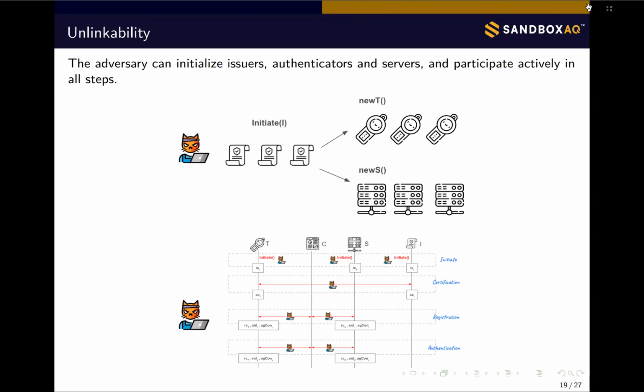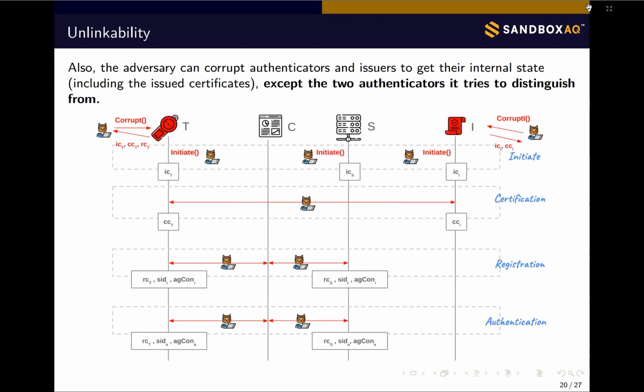And then for anonymity, we allow the adversary to initialize issuers, authenticators, and servers, and participate also actively in all the steps in initialization, registration, and authentication. Also, the adversary can corrupt authenticators, can get the internal information of authenticators, except the two of them that it is trying to distinguish between, and also can get the internal information from the issuer.